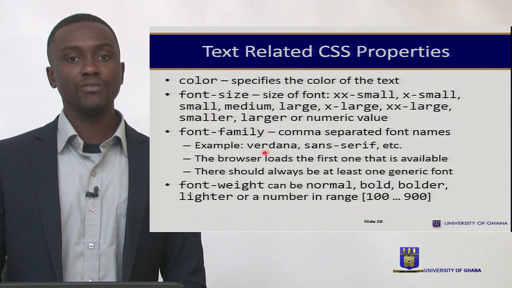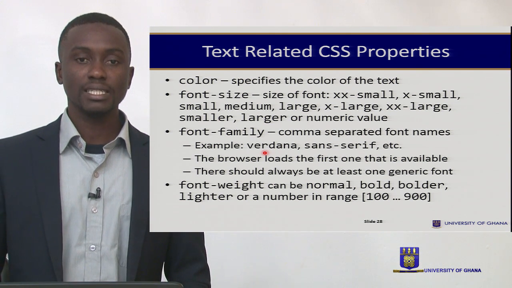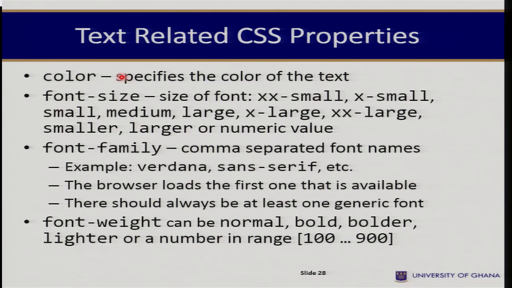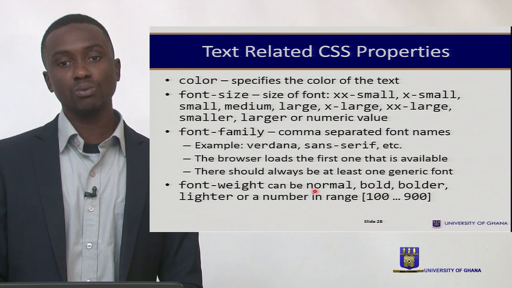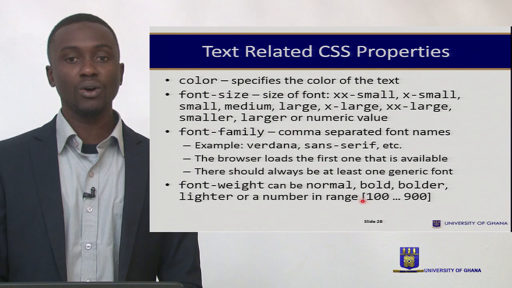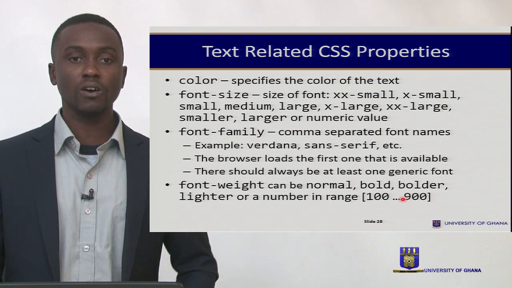Now we'll talk about a few CSS properties. These ones are text related. We have color, which specifies the color of the text. Font size will specify the size of the font. Font family will specify the typeface. The font weight will specify whether it will be normal, bold, bolder, lighter, or you can even use values between 100 and 900 to specify the weight of the font.